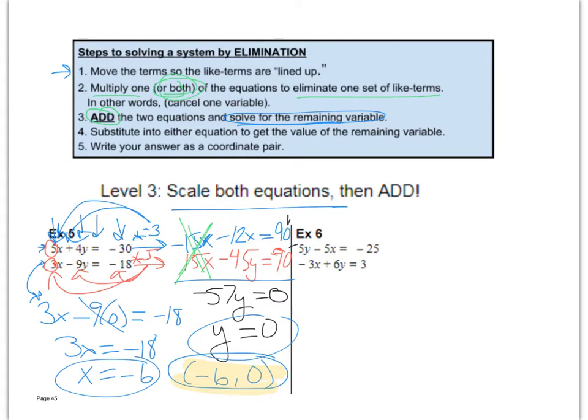So you need to put them together as one answer. And no, it's not okay to just circle x and y equals. You need to put it together as one point. All right, so in this next one, step number 1 of moving terms is not already done.